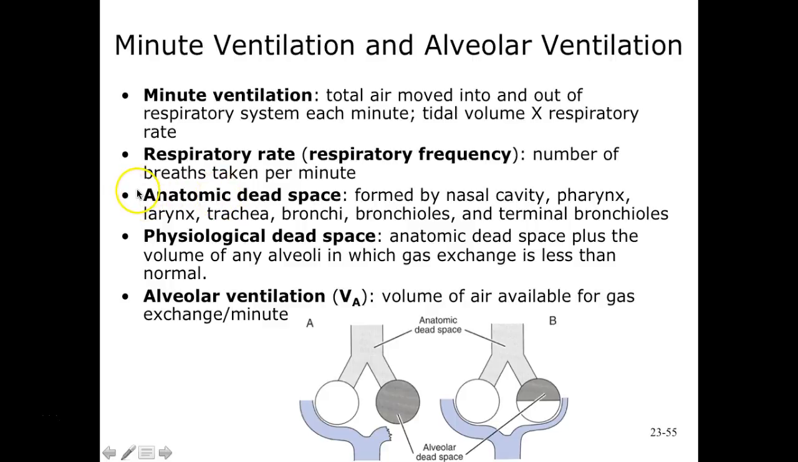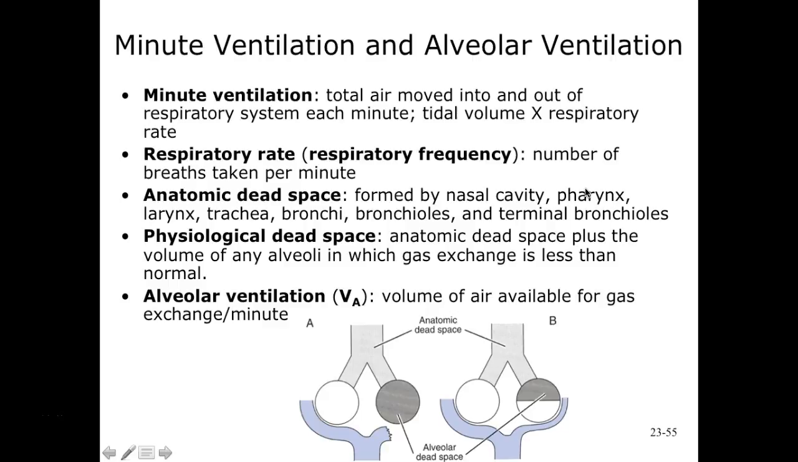Now, to discuss the anatomical dead space and physiological dead space, I want to mention alveolar ventilation first. And this is going to be the volume of air available for gas exchange per minute. So this is similar to minute ventilation, but like we said, it has to do more with gas exchange. So it's a little bit more accurate as far as that volume. And in order to do this, we need to take into account our dead space. So our anatomical dead space is going to be all of the area where gas exchange is not going to take place. So areas like our nasal cavity, pharynx, larynx, trachea, bronchi, bronchioles, and terminal bronchioles.